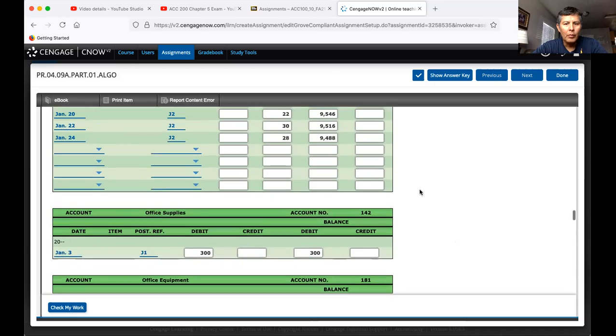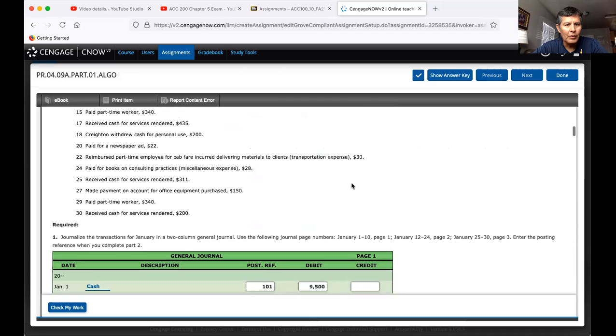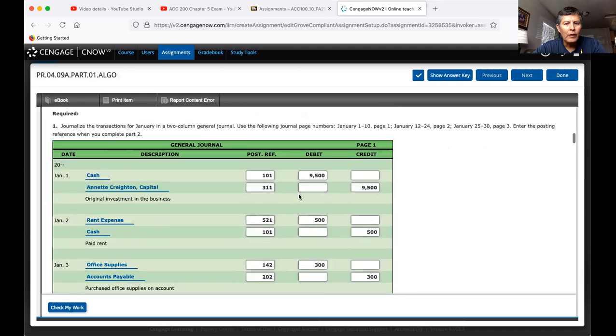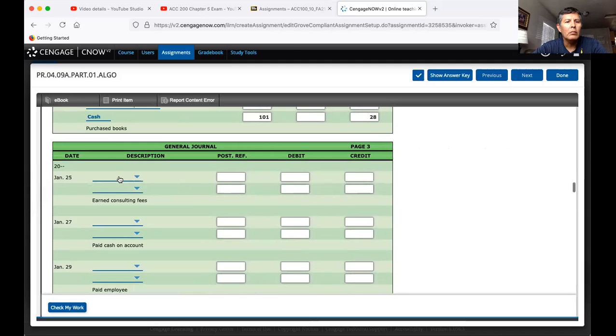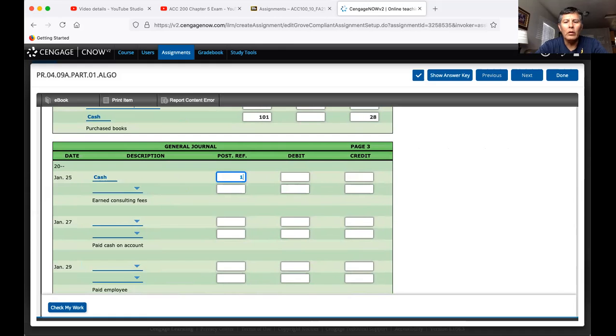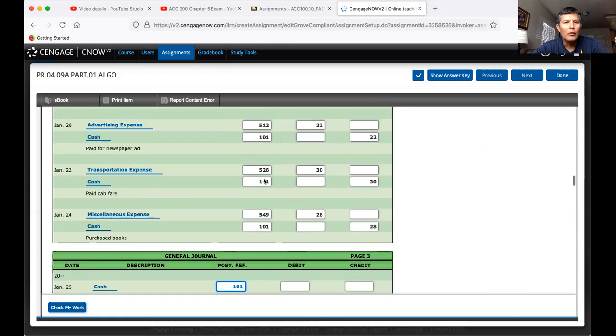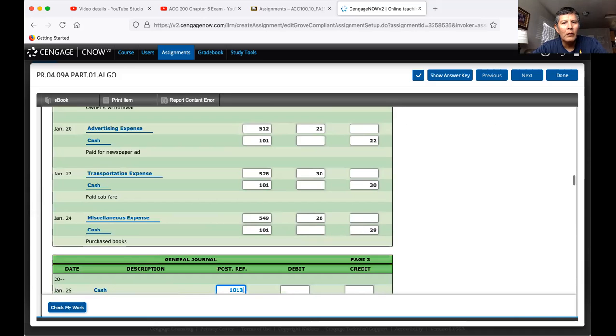So we did both entries. Now we got to go back up again. A lot of numbers and accounts to remember. Receive cash for services rendered for 311 on the 25th. So, okay, now we're on J3 now. Received cash, 101. How much was it? I forgot the number already. 311.